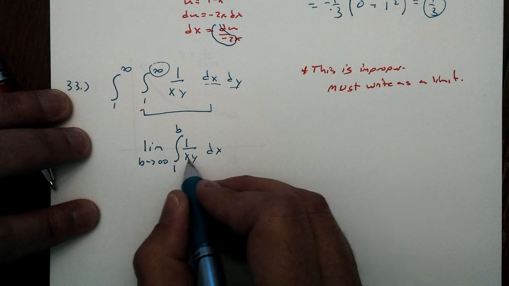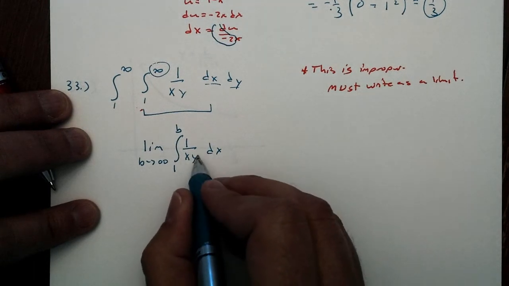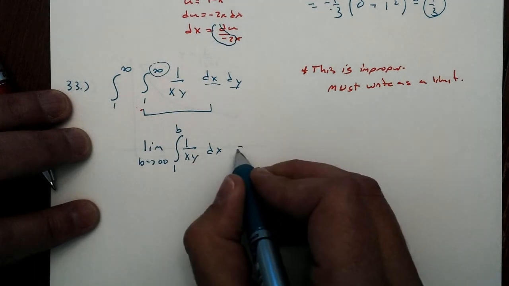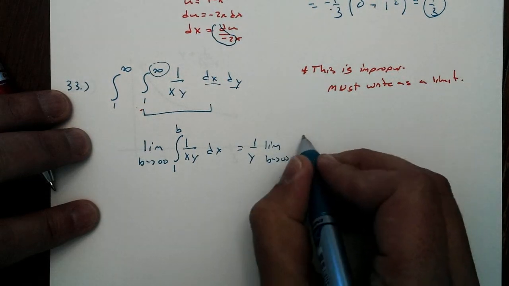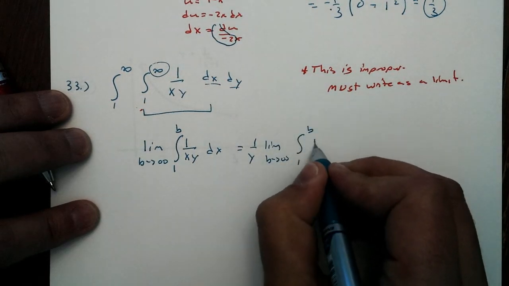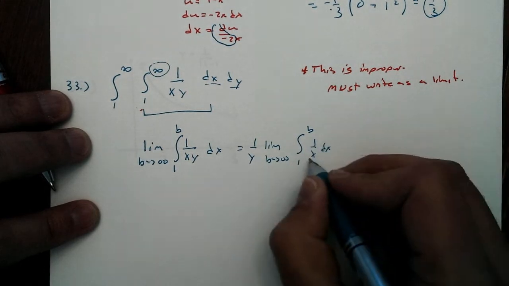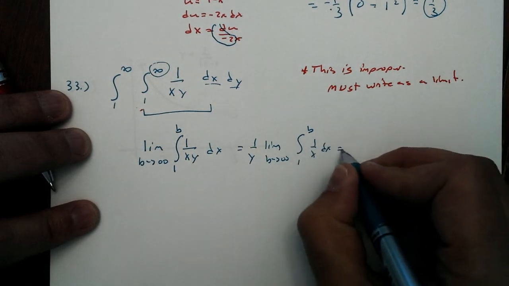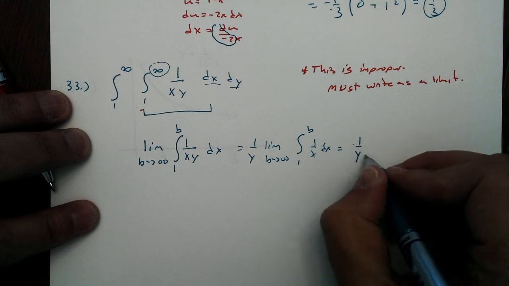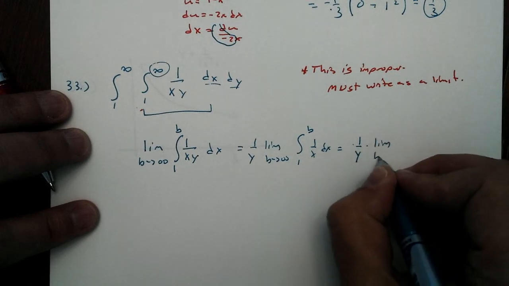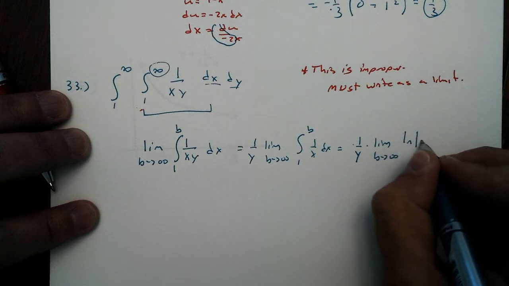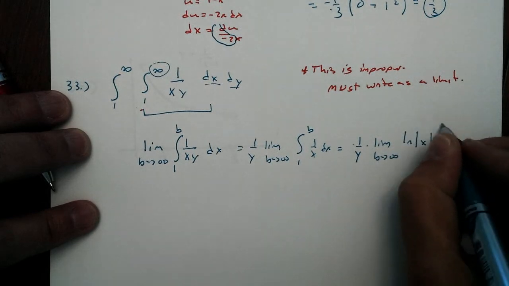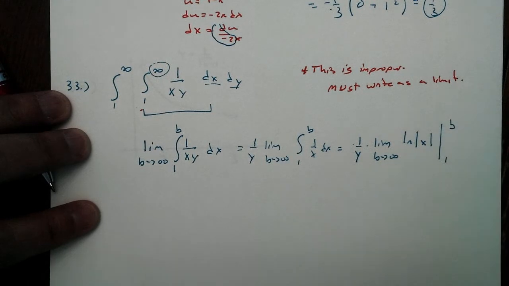Now I'm going to integrate this with respect to x, which means my 1 over y is a constant, so I can actually factor that out. And I can write this as 1 over y times the integral from 1 to b of 1 over x dx. And of course the antiderivative of 1 over x is just natural log. So we get 1 over y times the limit as b goes to infinity of the natural log of x, and when you evaluate that from 1 to b.